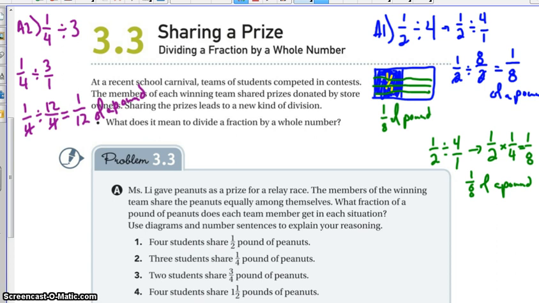Okay, now using multiplying by the reciprocal. So we would have 1/4 divided by 3/1. Okay, first off, I want to write my whole number as a fraction over 1. Then I would write my first fraction multiplied by the reciprocal of 3/1, which would be 1/3, and that would equal 1/12 of a pound.